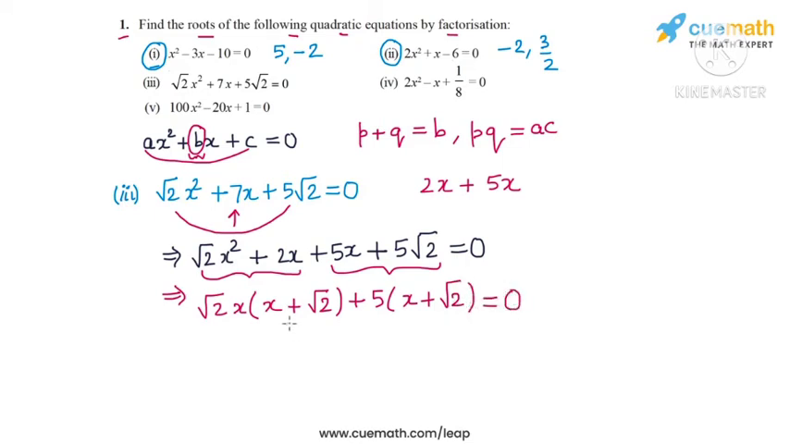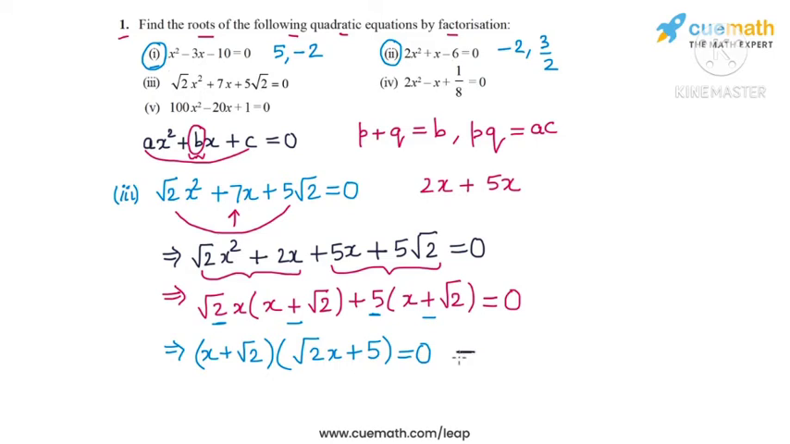And now we see that this factor x plus root 2 is common, so let's take this out. So we get x plus root 2 times root 2x plus 5, this is equal to 0. So we have managed to factorize the quadratic into two linear factors, and now finding the roots is quite straightforward.